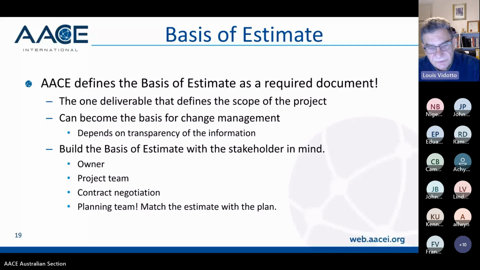And you've also got to build the basis of estimate with the stakeholder in mind. Your owner, your project team, you might be negotiating a contract, and certainly the planning team to match the estimate with the plan. So it's really about understanding what is in the estimate, how you built it, and what the outcomes of that are. Do the quantities reflect what's in the scope? Does the split of the estimate reflect what the contracting strategy is? And that's another thing too: in my view and experience, if you change the contracting strategy on a project for whatever reason, that constitutes a scope change, because suddenly you're changing the way you're delivering the project and changing one of the base pillars of the project.